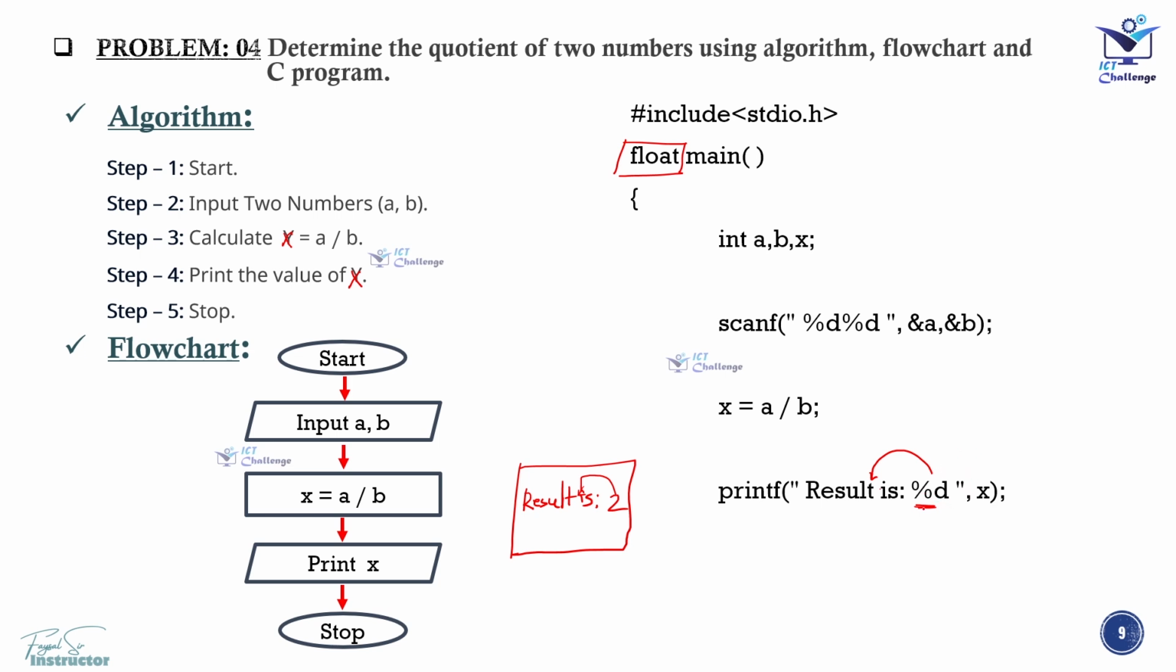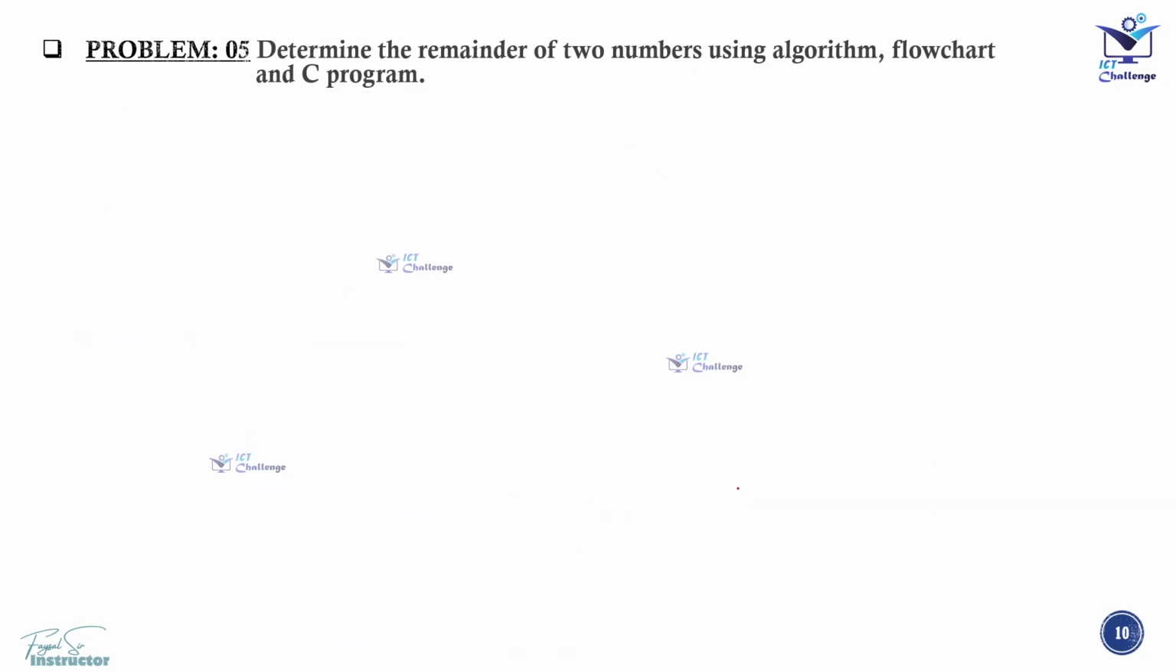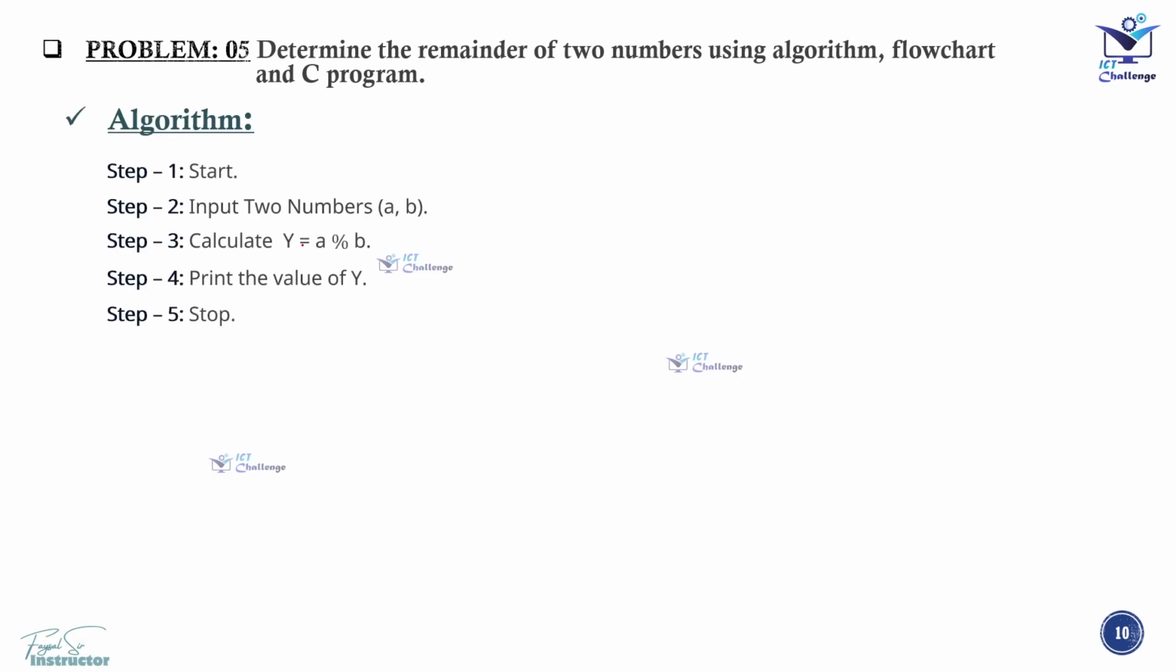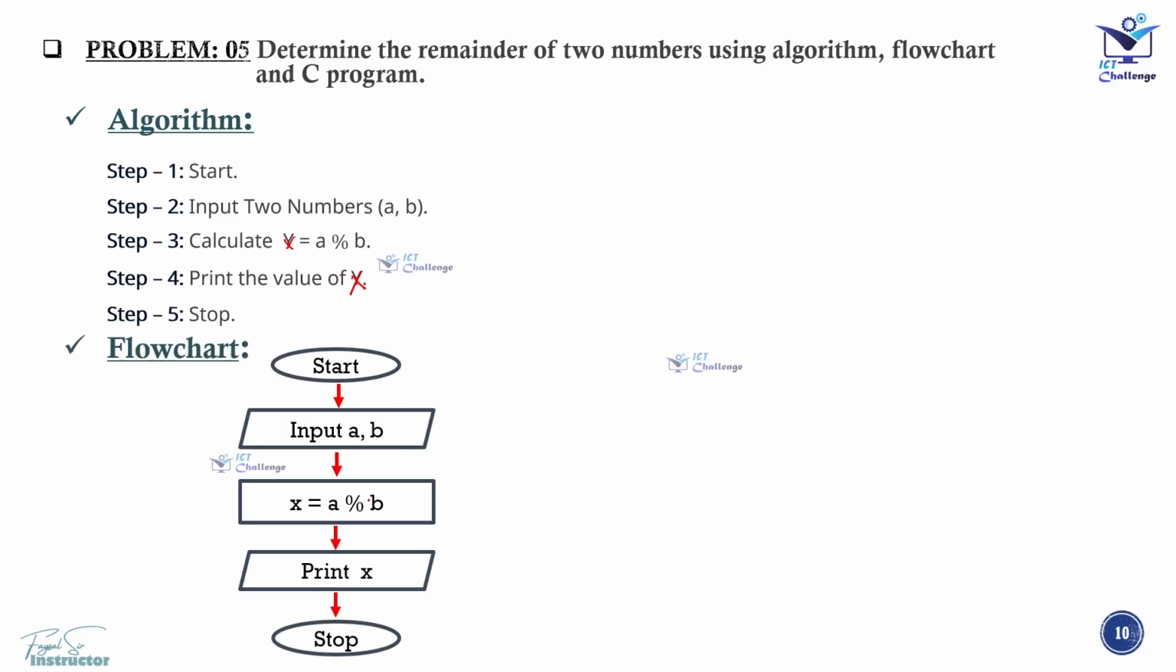Okay, so now this is our curly brace, so this is closed. Then talk about determining the remainder of two numbers using algorithm, flowchart and C programming. Here is our algorithm, you already know that. Then flowchart, you already know that.